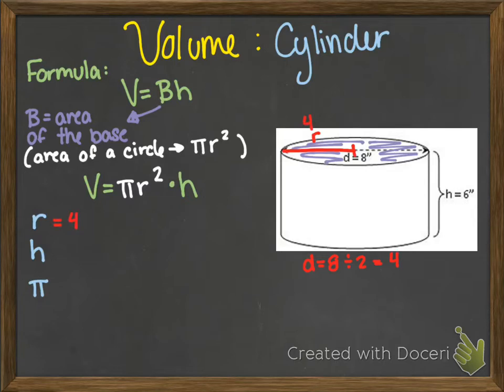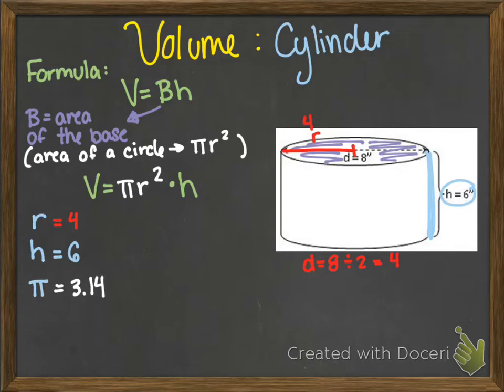The height is really just the distance between the two circles. It's usually given on the side of the cylinder. So our height here is 6. Remember that pi is always defined as 3.14. We're using the number 3.14 because not all of us have access to the calculators, so this is how you're going to find the correct answer.